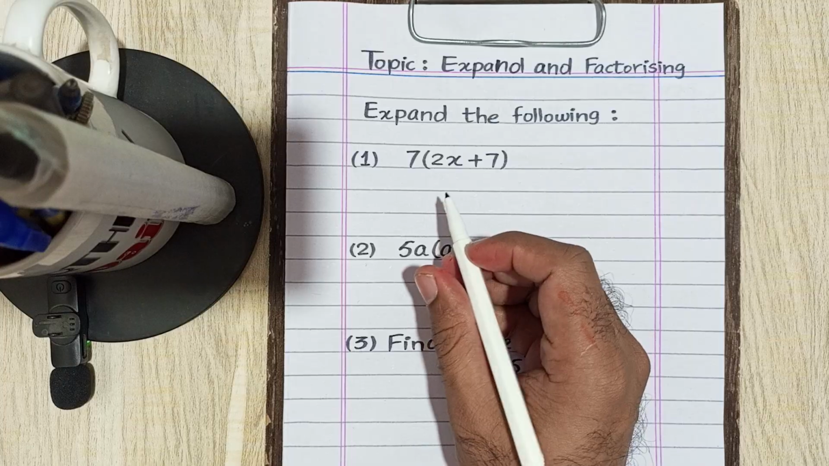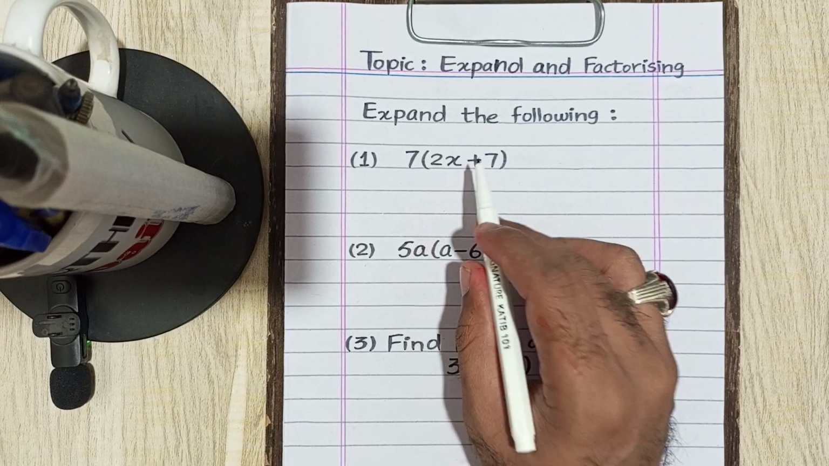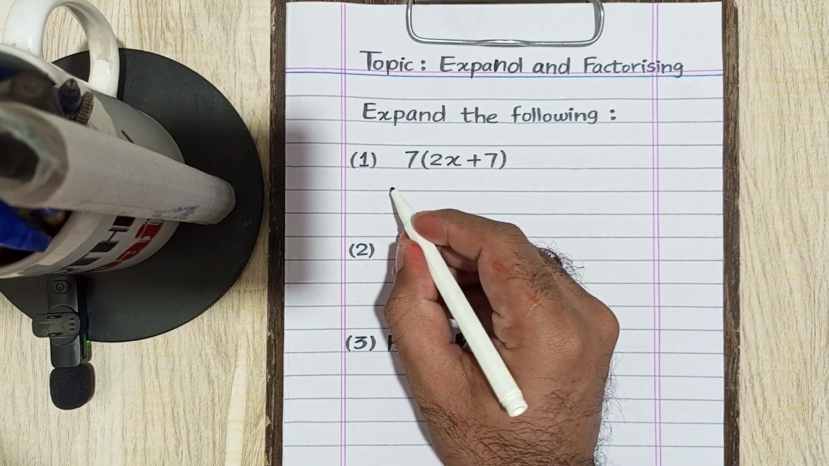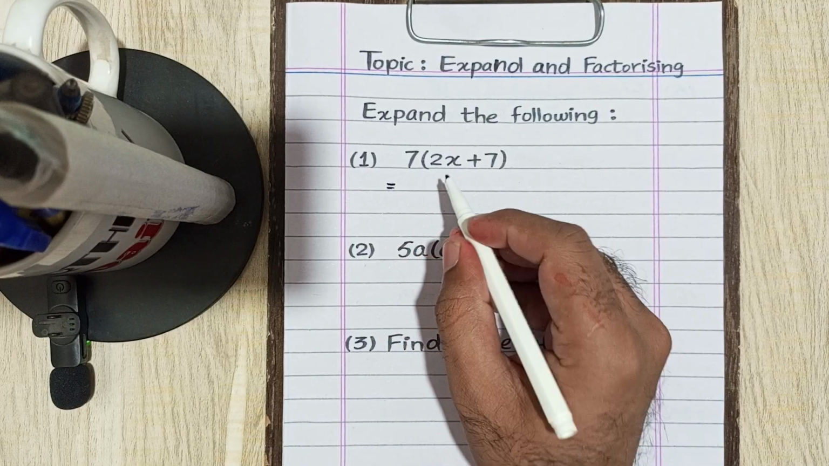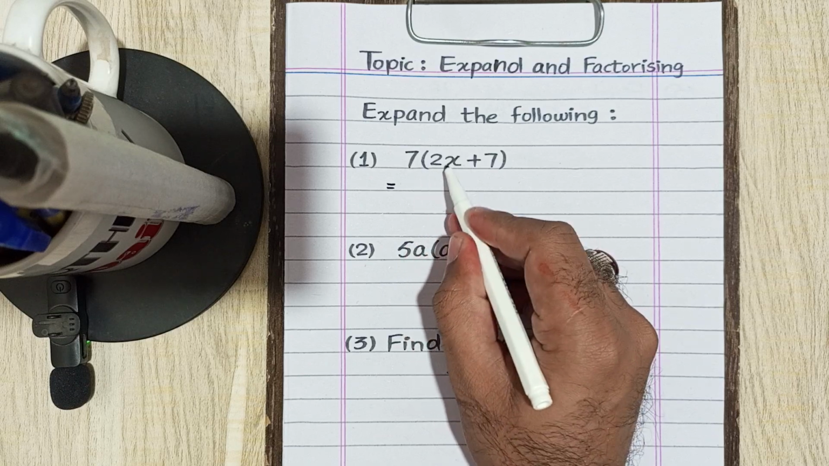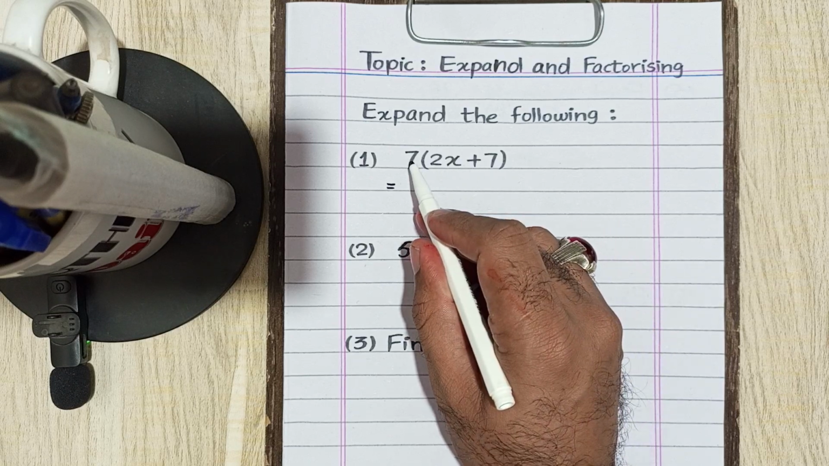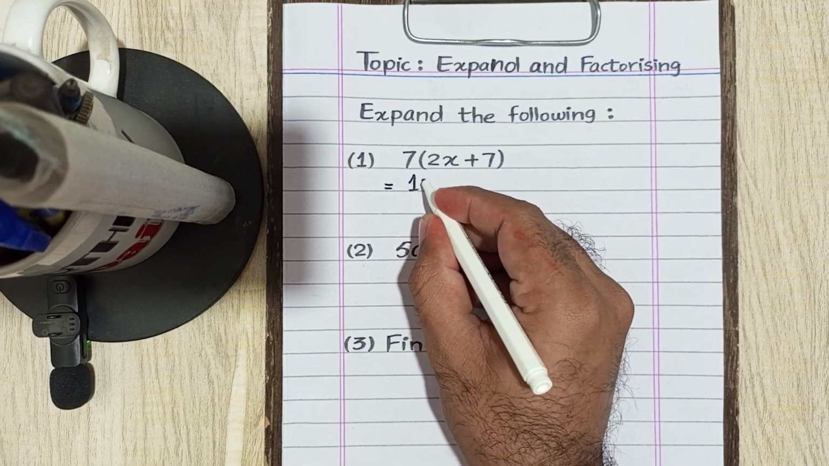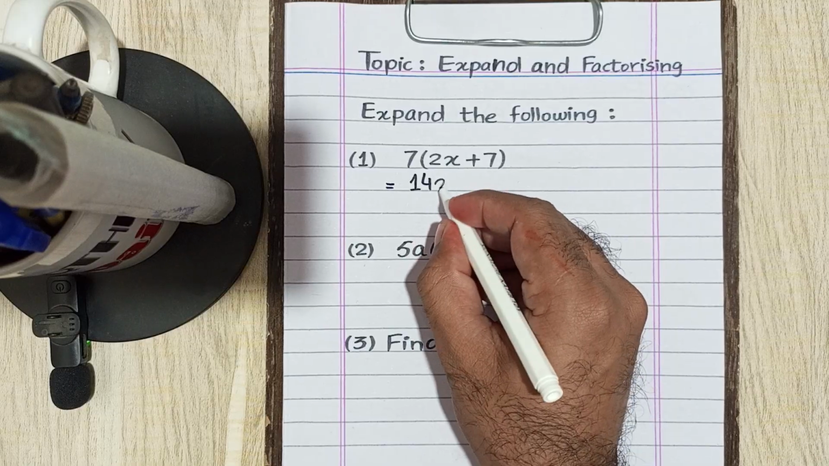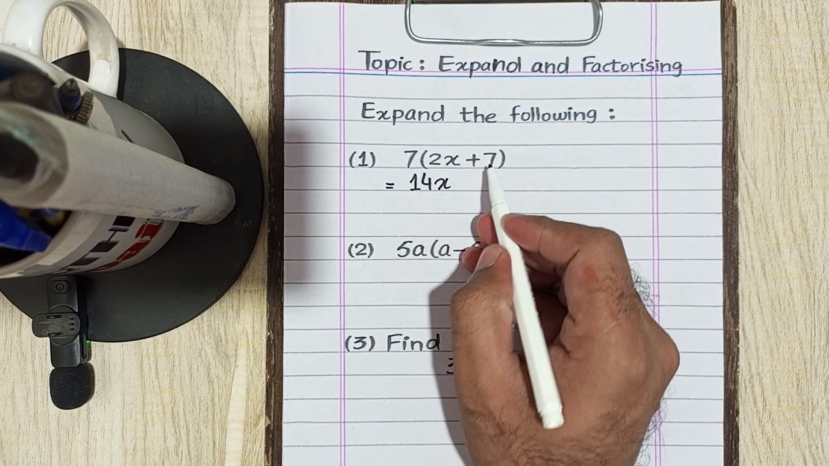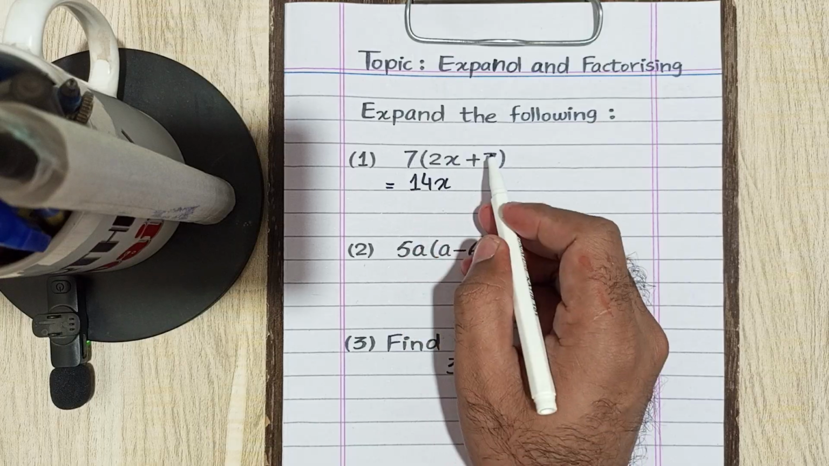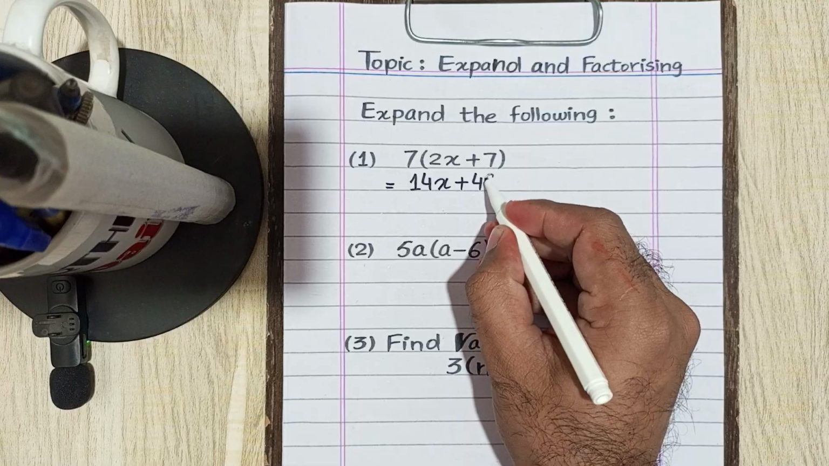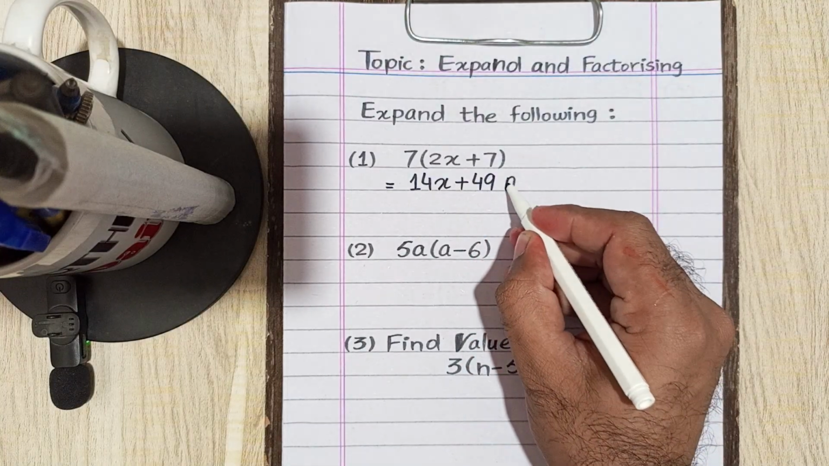Our first question, 7 into 2x plus 7. In this question we just multiply 7 with 2x and plus 7. If we multiply 7 with 2x, then we have 14x. Now we multiply this 7 with plus 7, 7 7s are 49. So we have plus 49. So this is our final answer.